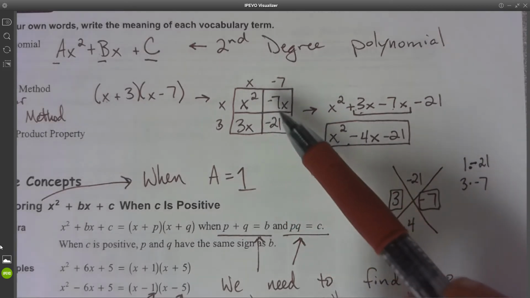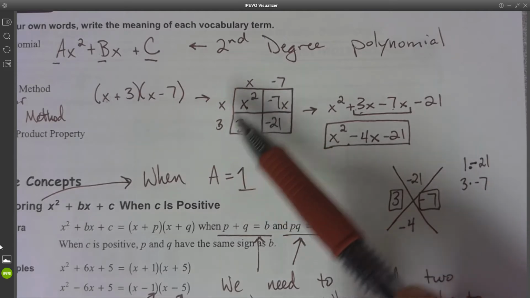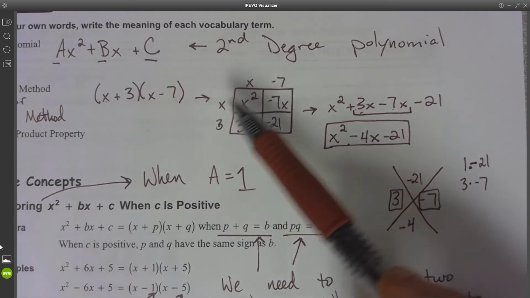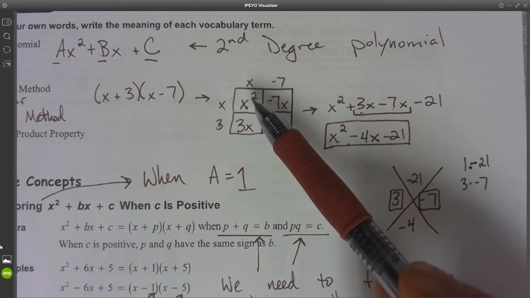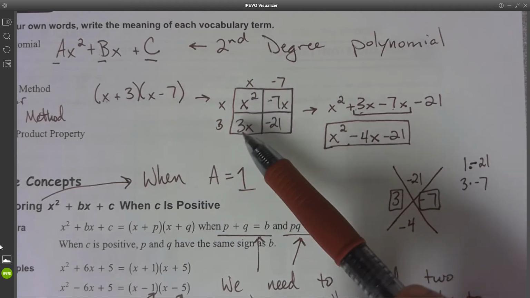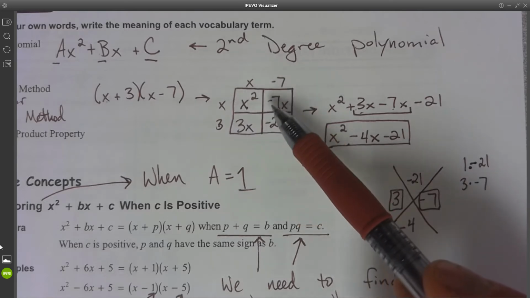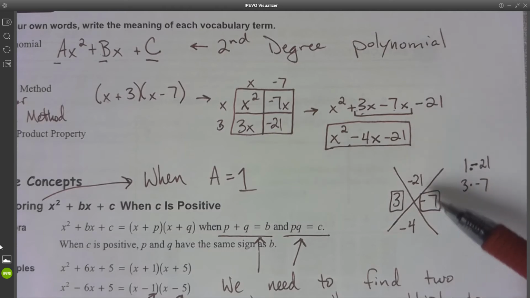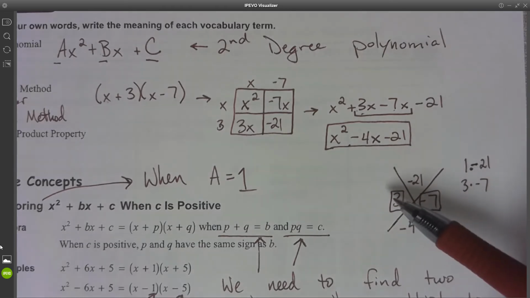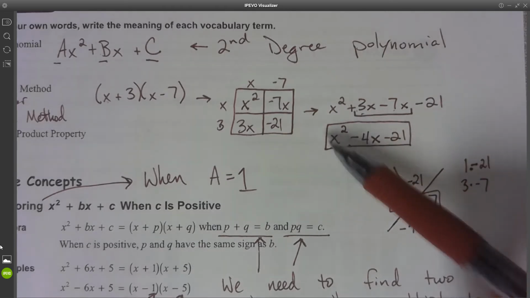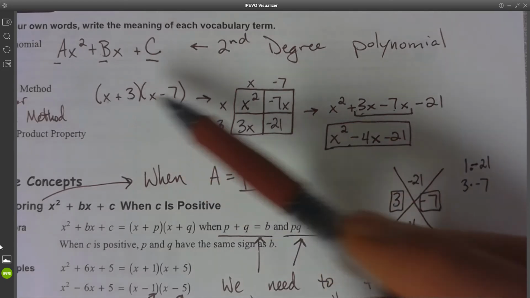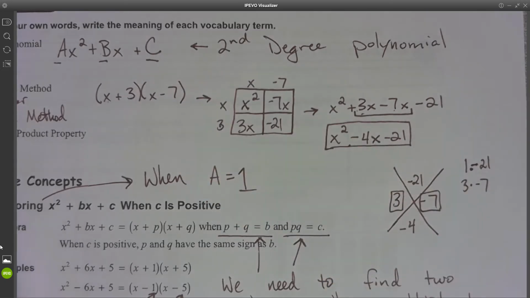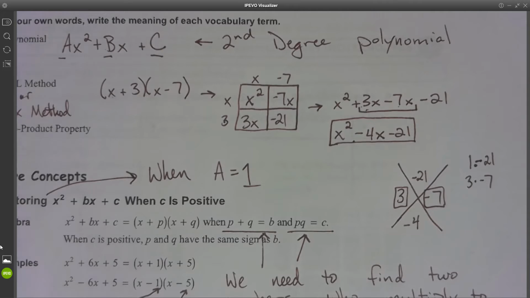If I were working backwards all the way through the box, I could figure out that I need x times x on the corners to make x squared, x times 3 to make 3x, and x times negative 7 to make negative 7x, and then there's my factors on the outside. So when I find these two numbers, when a is 1, then I've got my two factors for my binomial. So let's look at a few examples.